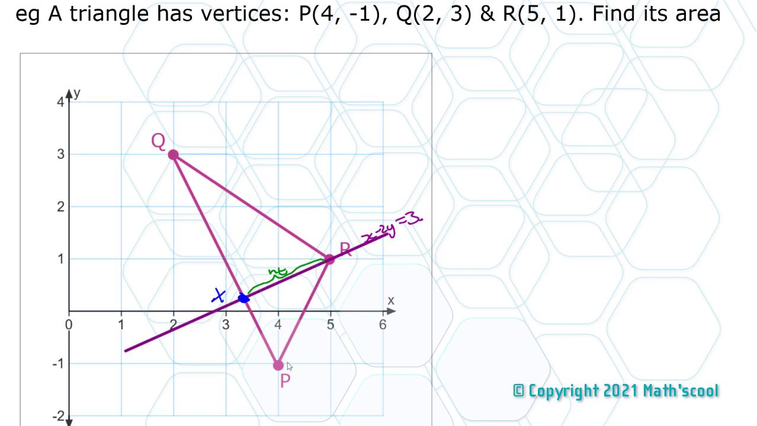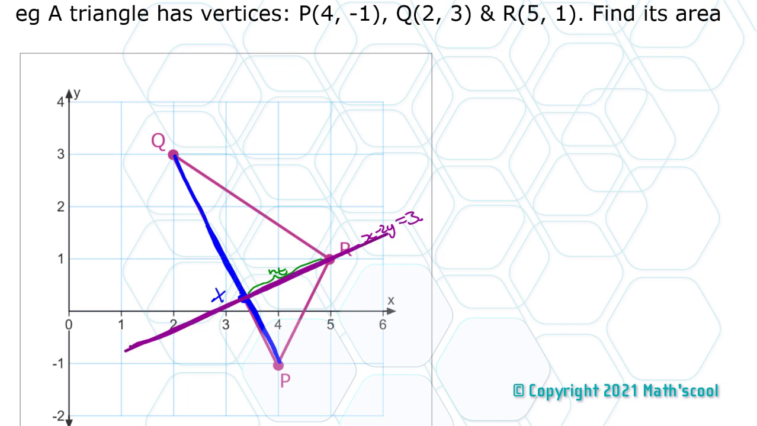And the way we'd find the coordinates of X is we'd use simultaneous equations. We'd find when this line here meets this line here. But we don't know the equation of QP. Okay, well, you know what? We can find the equation of QP.